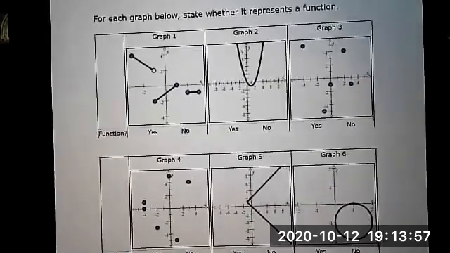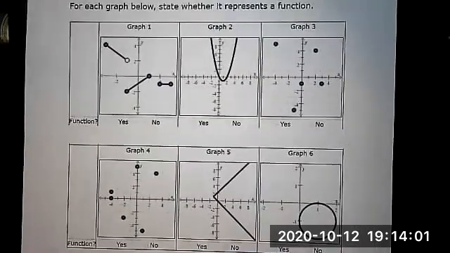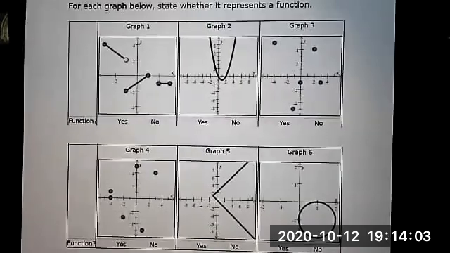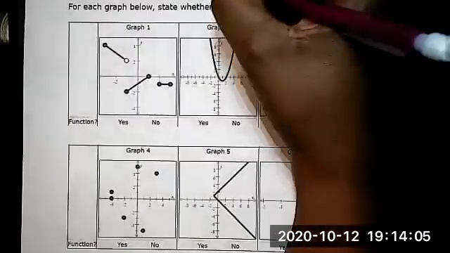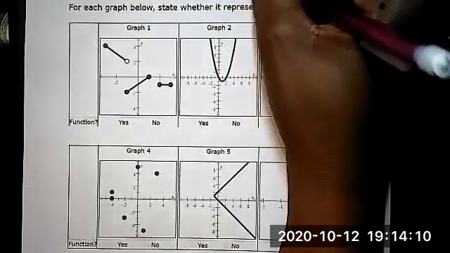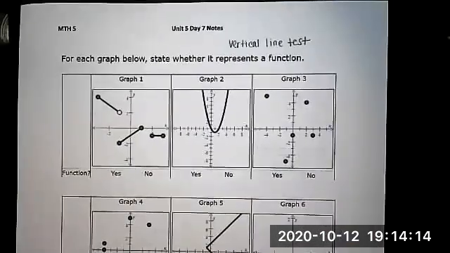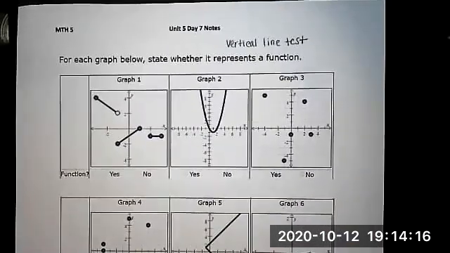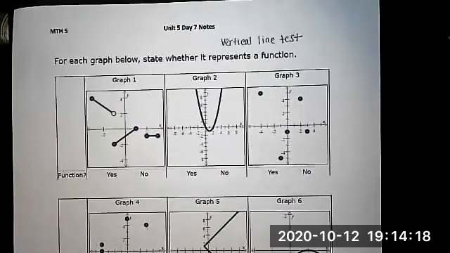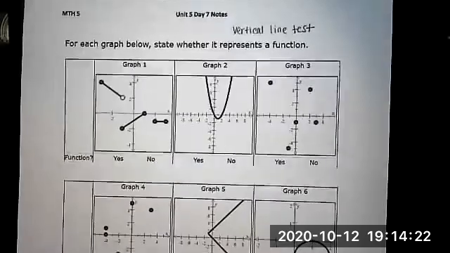So finally, on the last page, they want you to state whether these are functions or not. Now, how can you tell if it's a function? You can tell if it's a function with what's called the vertical line test. The vertical line test can tell whether something is a function: if you can draw a vertical line and touch 2 points on the graph, it is not a function.